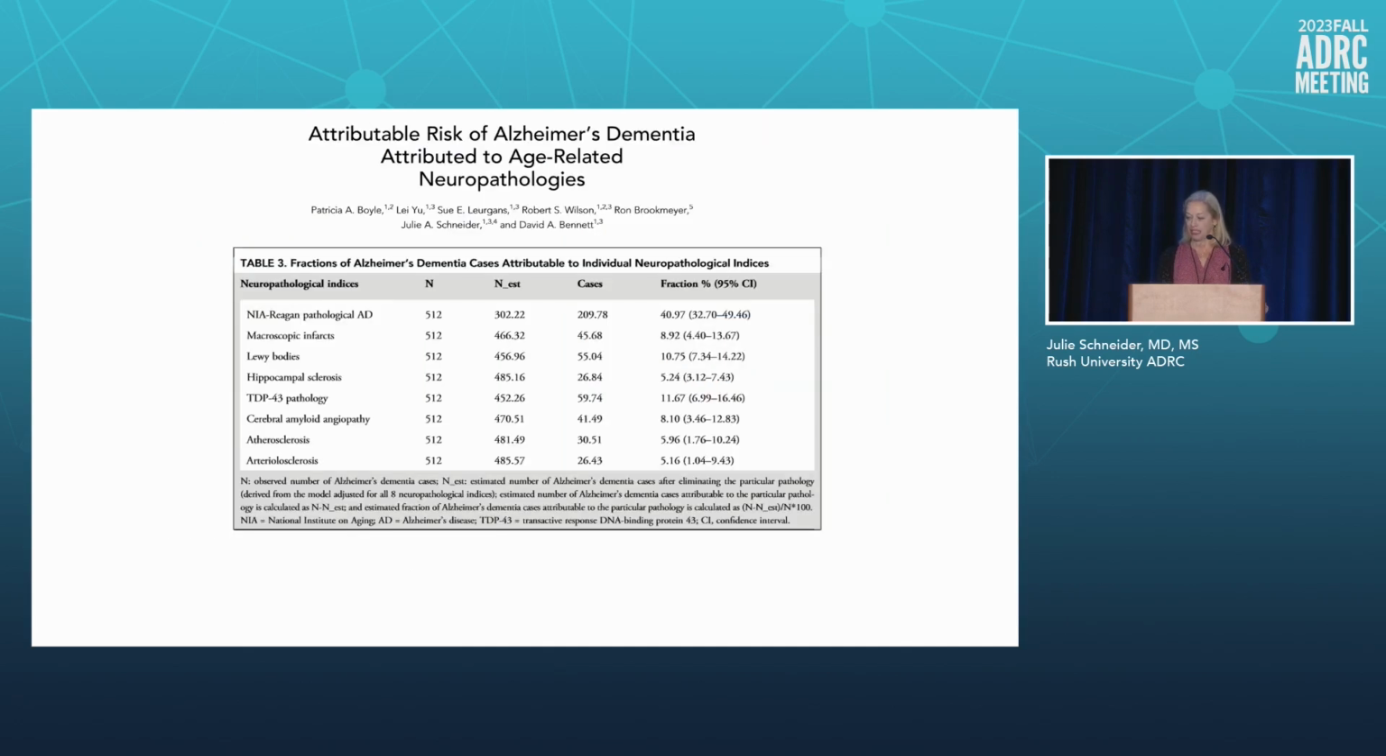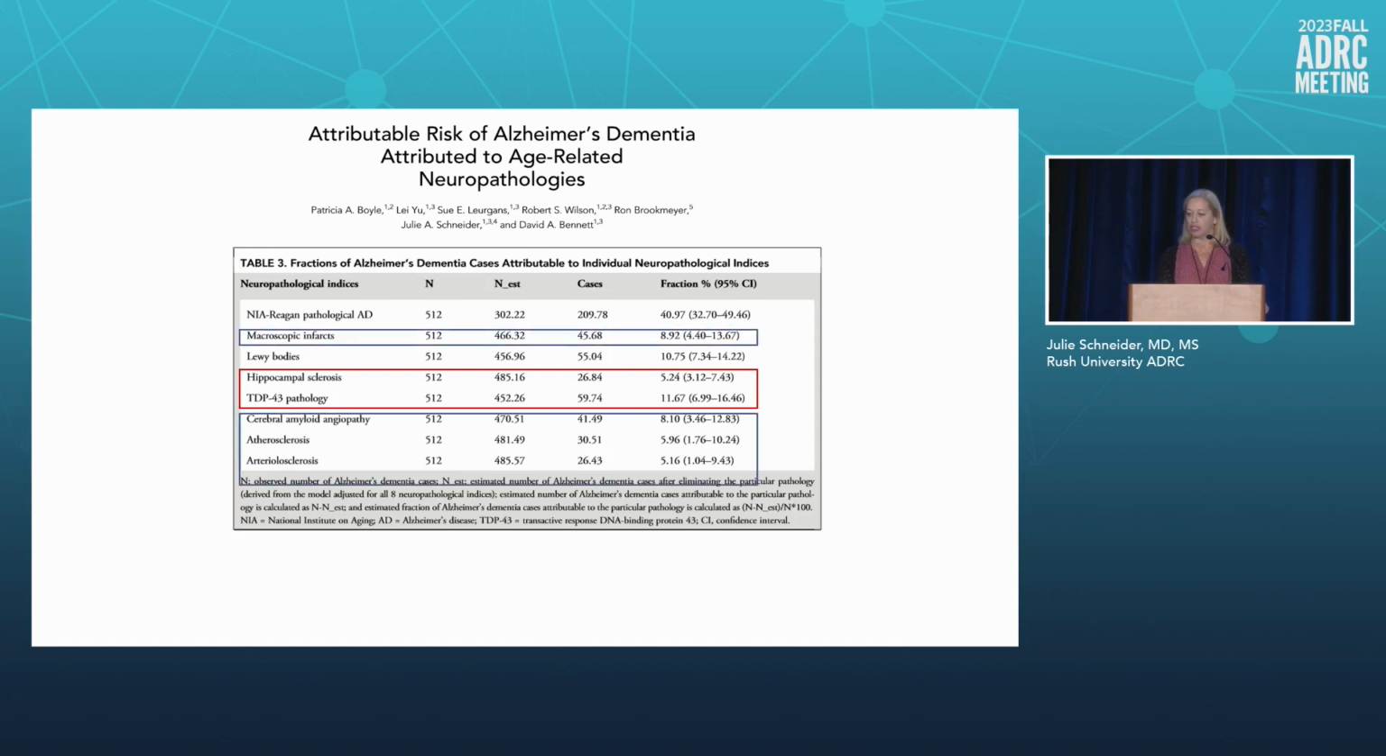This was from the same paper I showed at the very beginning, showing the attributable risk. What I wanted to point out here, actually not TDP and hippocampal sclerosis, was how these things contribute, how we added them up. Each of these contributions was added up to be almost a third. Macroinfarcts was the highest, I believe, then cerebral amyloid angiopathy, and then athero and arteriolar had separate numbers, but we're just adding up these different pathologies.